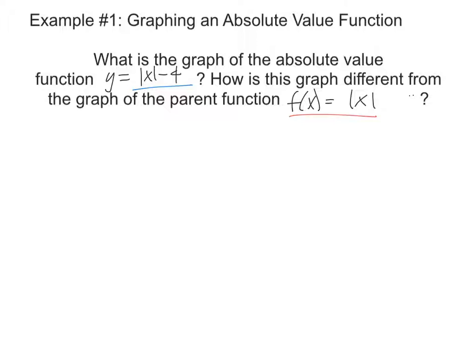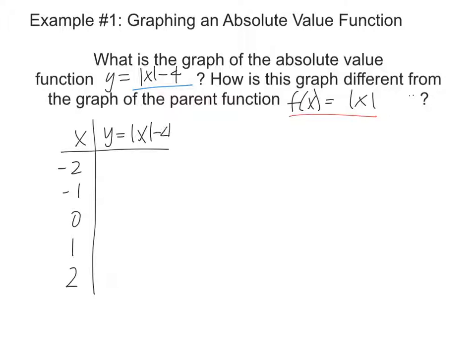Since it's only shifted down 4, the vertex is at 0, negative 4, meaning the x value is 0. So when we choose ordered pairs to create our graph, we want to choose x values that surround 0. For example, -2, -1, 0, 1, and 2. And again, we're going to put our function in the middle and then create our y value.